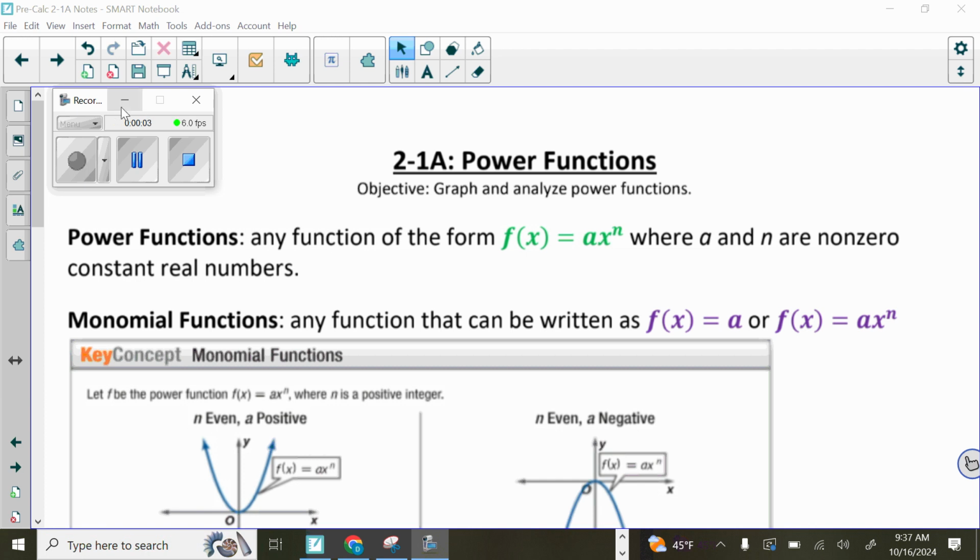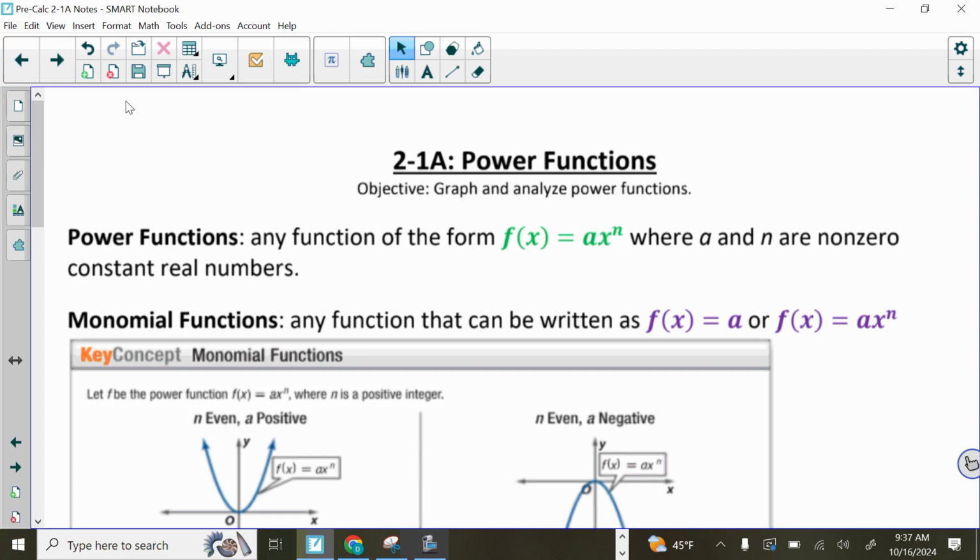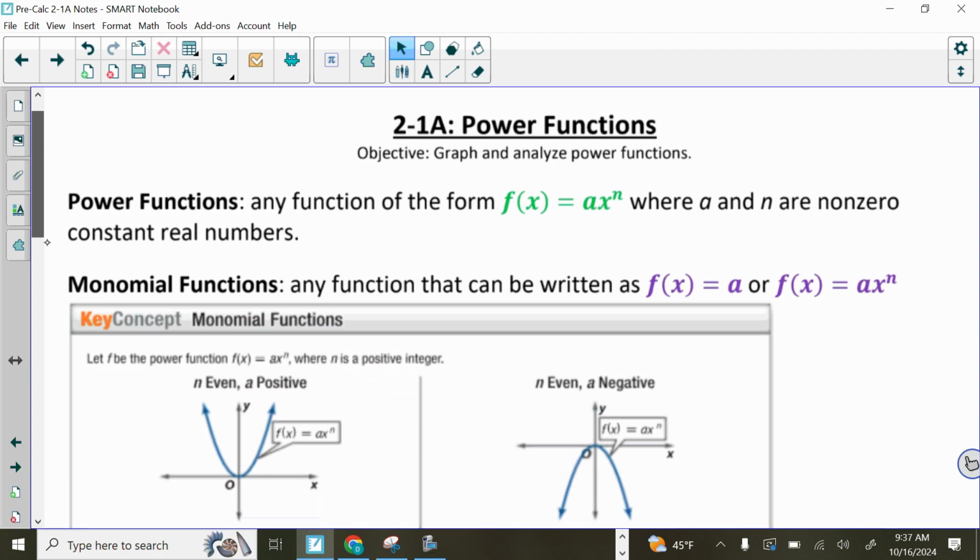Okay, chapter 2, here we go. Power functions, 2-1A. So splitting this into two sections here in 2-1. It's fun to go through, as always. So starting chapter 2 out, 2-1A, power functions. We're going to graph and analyze some power functions here.